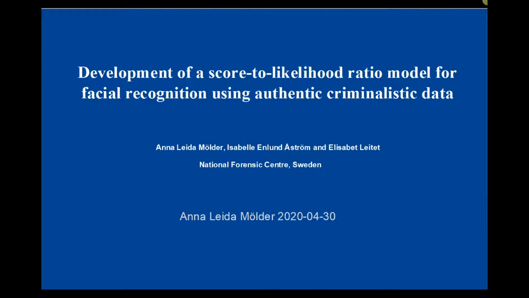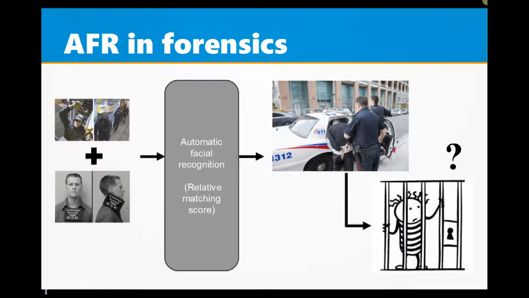Some background first. As you all know, AFR, automatic facial recognition, has been used in many applications for identification and verification purposes for some time now. It is also used routinely by many law enforcement agencies to do searches of video recordings against a mugshot database of known criminals. And though this may lead to law enforcement officers finding a suspect, it is usually not enough to use the matching score from a facial recognition system as evidence in court.